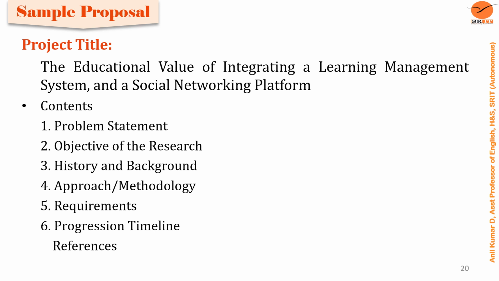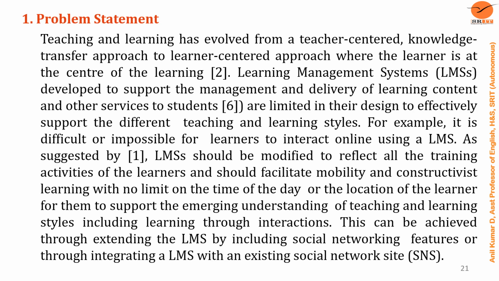And they have started with the project title, because the educational value of integrating a learning management system and a social networking platform is what the project title is. And here in this project title, you must provide the list of contents, like talk about the problem statement, what is the objective of the research you're doing through this project, and what is the history and background if you have any related to this project, and the approach and methodology, the requirements, the progress timeline, and further you end up with a reference. So generally the problem statement should look like this, right?